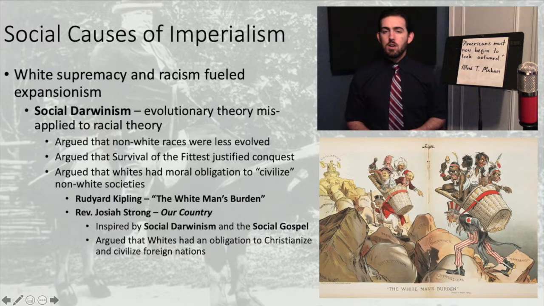Charles Darwin's theory of natural selection and evolution was twisted in order to justify the conquest of weaker nations by stronger ones. This side of social Darwinism is perhaps best captured by the English poet Rudyard Kipling, whose 1899 poem, The White Man's Burden, suggested that non-white populations were less civilized and less evolved, and required the assistance and care of the white race.